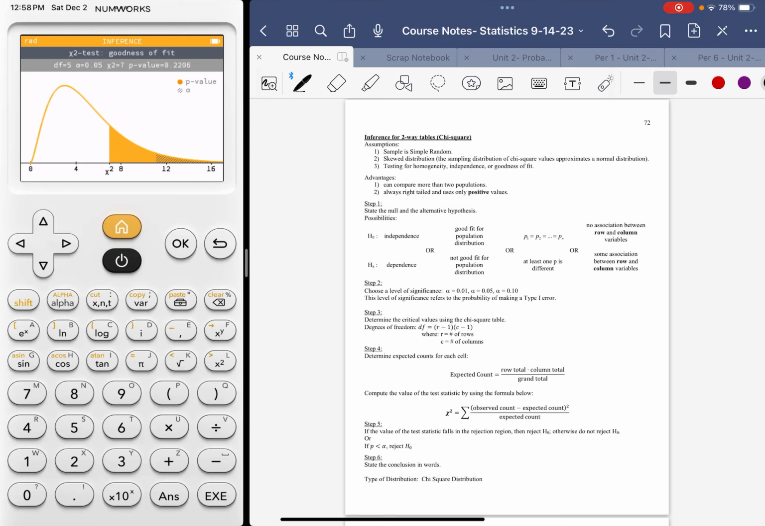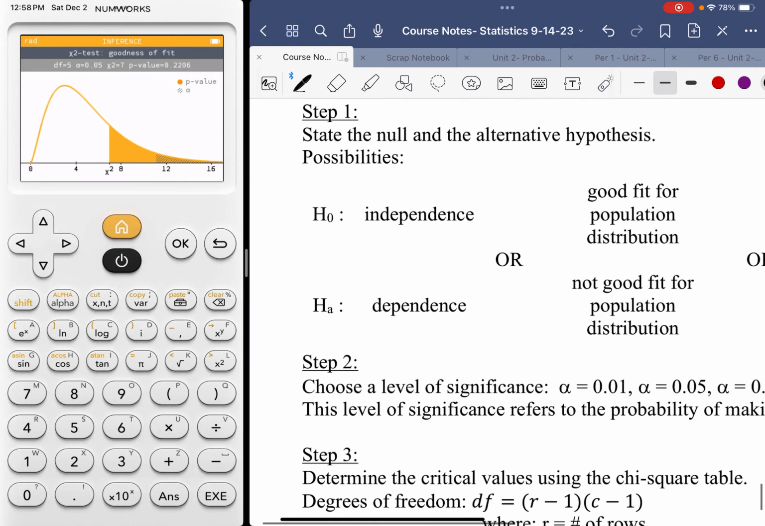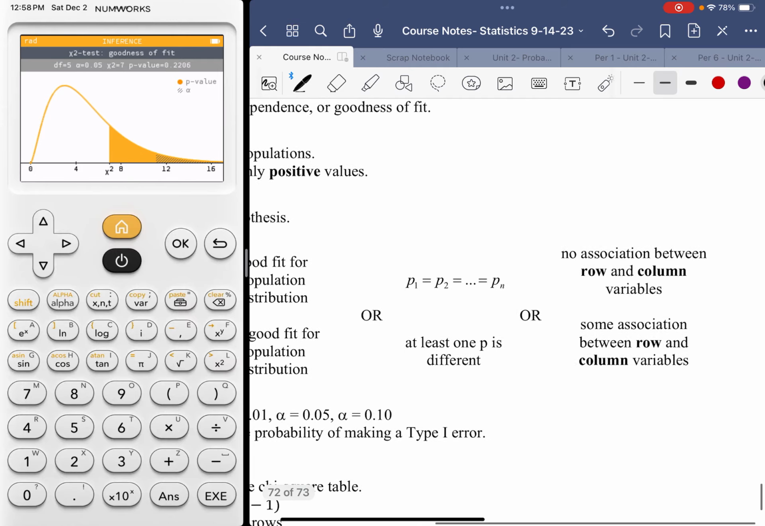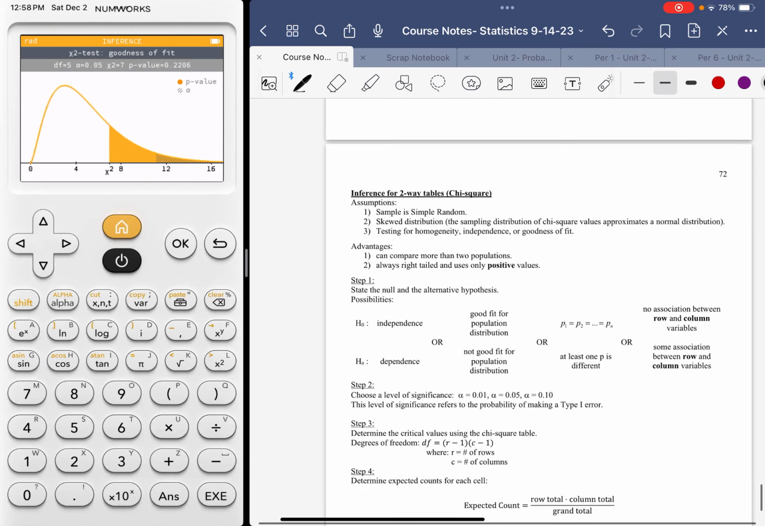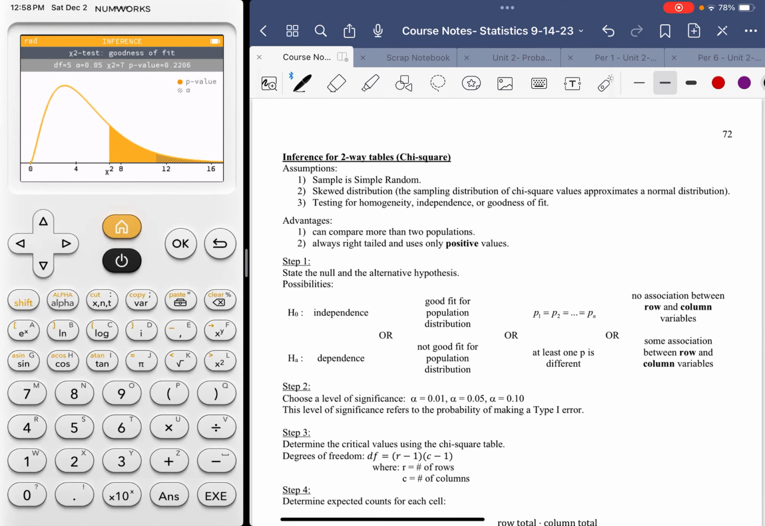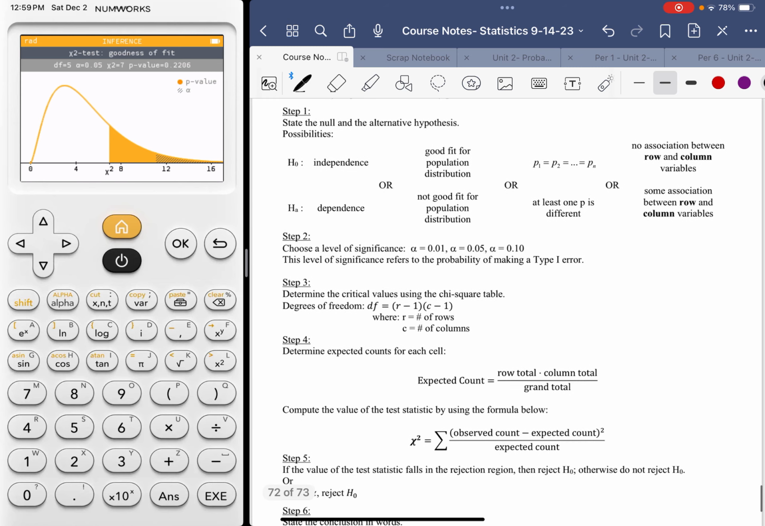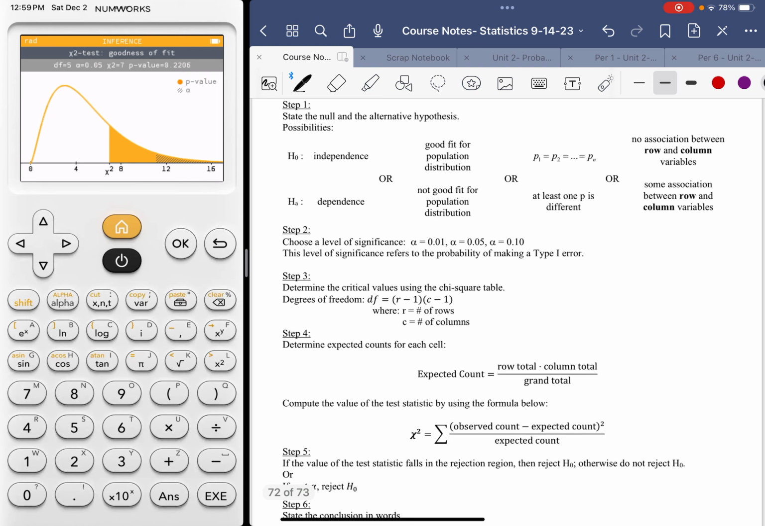So looking at page 72, the last topic here, the focus is on the two-way chi-square tables. Same general structure as the previous one, right? Independence, goodness of fit, probabilities are the same, probabilities are different, or no association between the two variables, row or column. That's the new one for this particular test. Everything about alpha is the same. The critical values for the chi-square table, degrees of freedom. Degrees of freedom is different. I'll get to that in a minute.